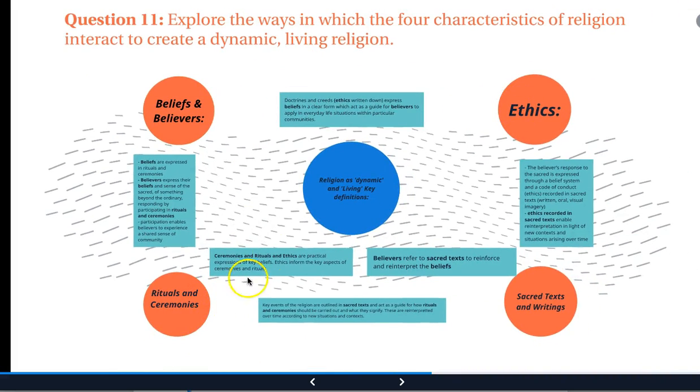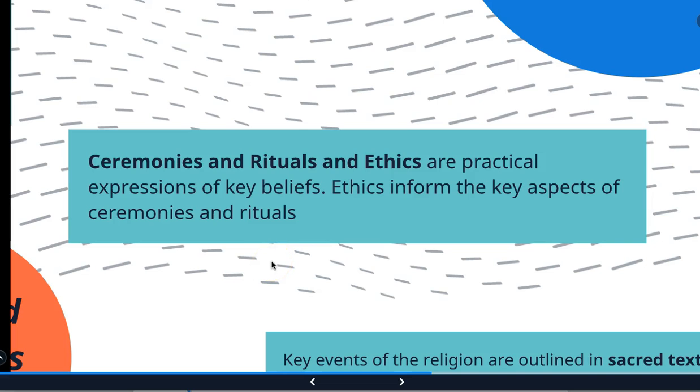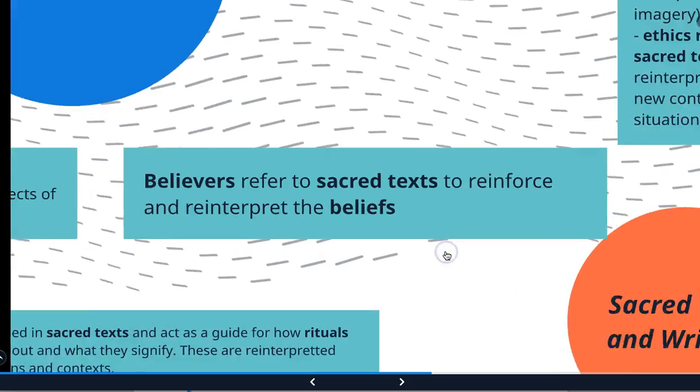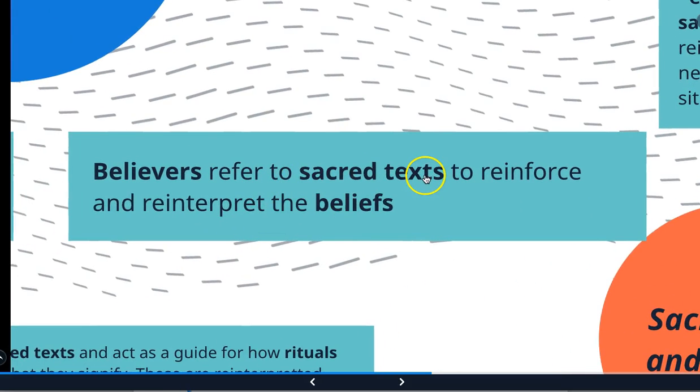Rituals and ceremonies and ethics. Both rituals and ceremonies as well as ethics are the visual expression of key beliefs. We have beliefs and believers, sacred texts and writings. Beliefs and believers refer to sacred texts to reinforce and reinterpret the beliefs.